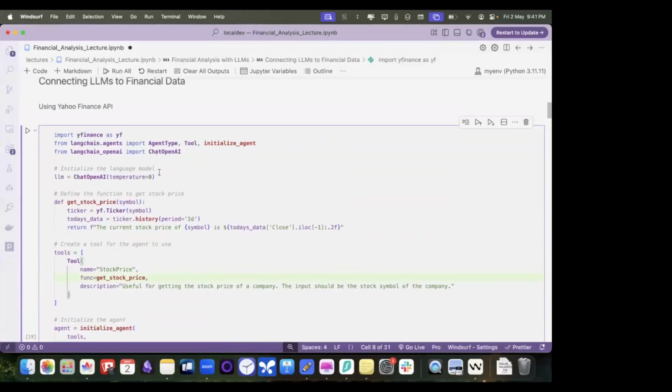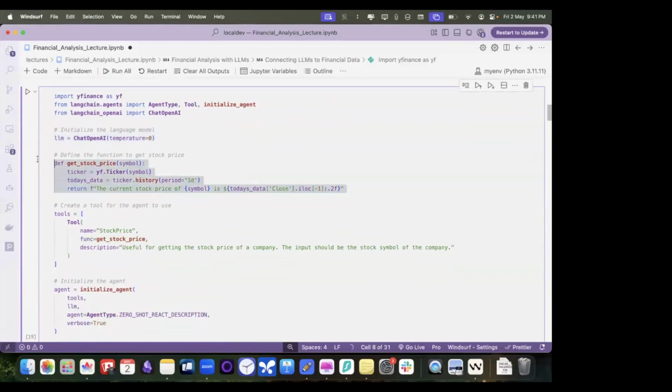This is where I have taken the GPT model. This is the GPT model code, just a one line code. And I'm writing this two or three line function to get the stock price from Yahoo Finance data. So you can see I'm actually fetching the data from Yahoo Finance.